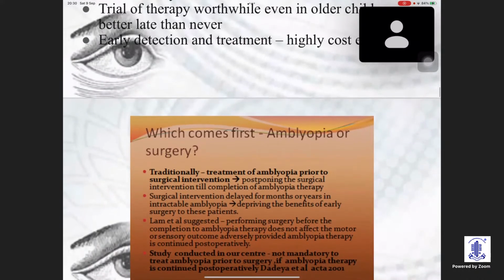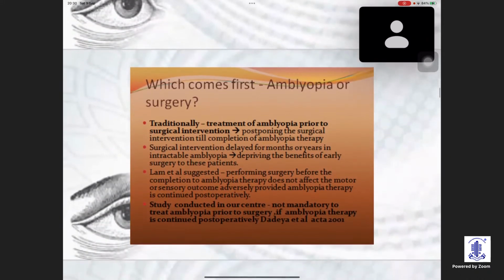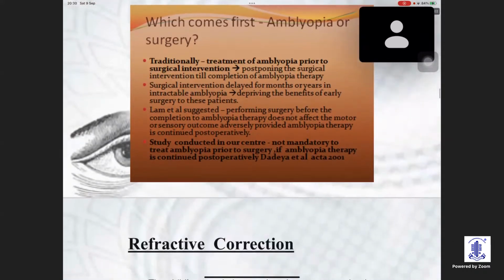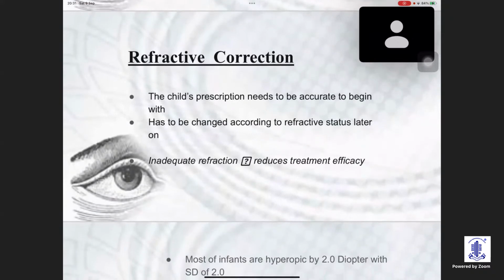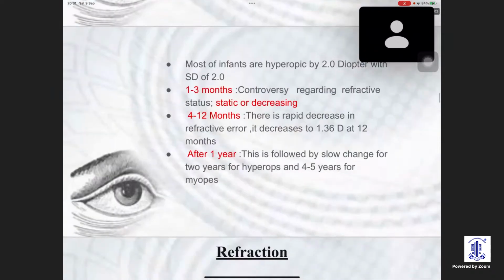Which comes first, amblyopia treatment or surgery? Classical teaching is that treatment of amblyopia should be done prior to surgical intervention. Refractive correction is the most important step in treatment of amblyopia, and the child's prescription needs to be accurate to begin with and has to be changed according to the refractive status, because inadequate refractive correction reduces the treatment efficacy.